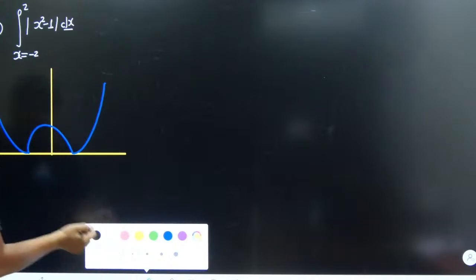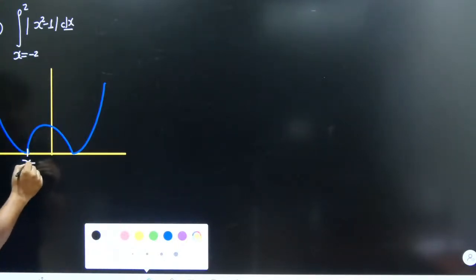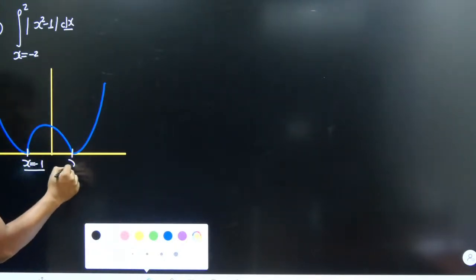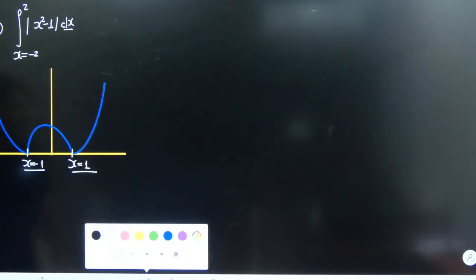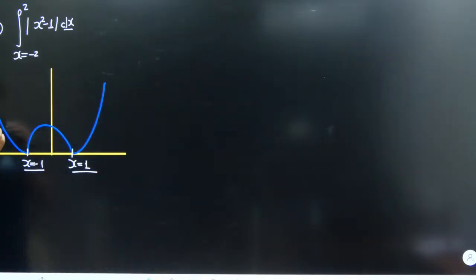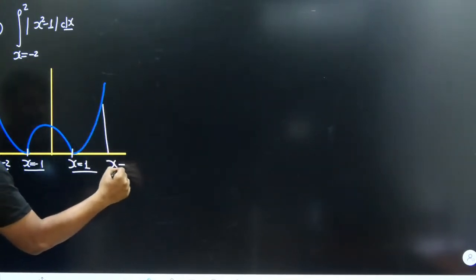And the critical points are going to be x equals minus 1 and x equals plus 1. And you have been focusing on the area under the curve which starts from x equals minus 2 and goes till x equals plus 2.